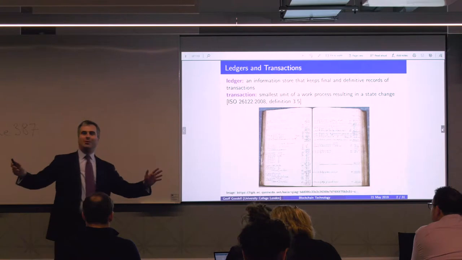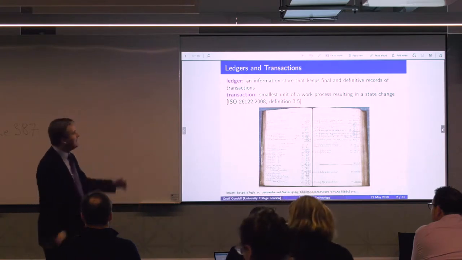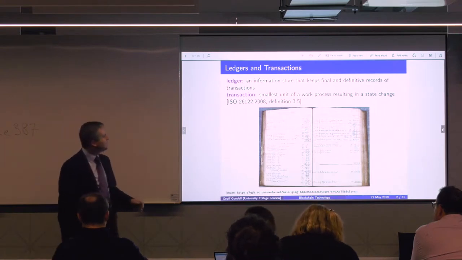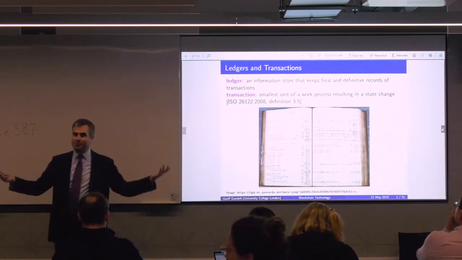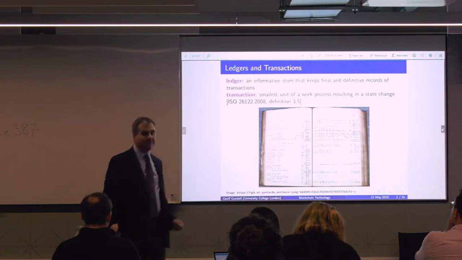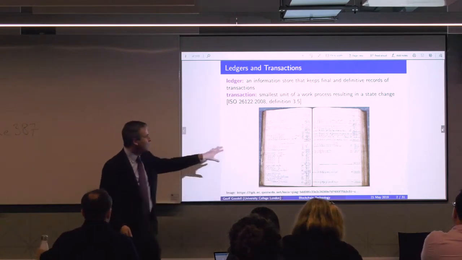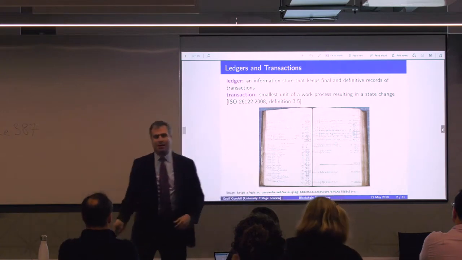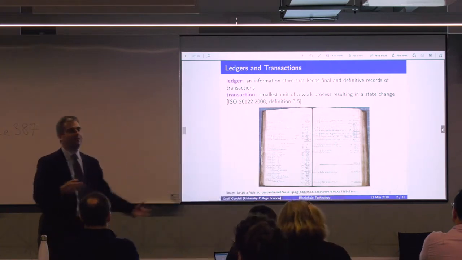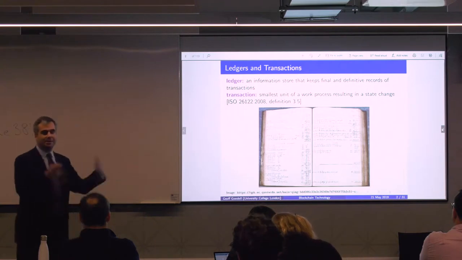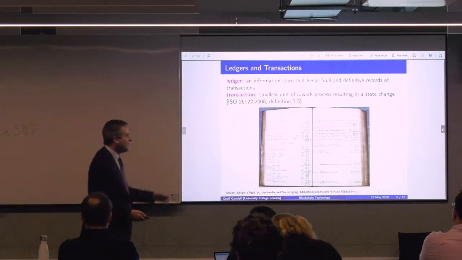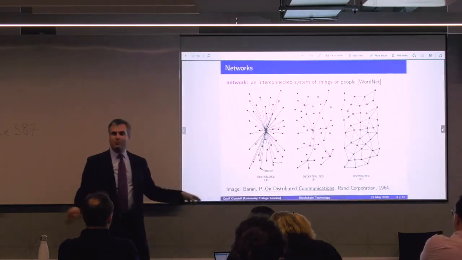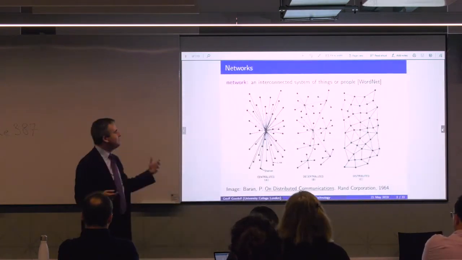OK, so we all know what a ledger is. A ledger is an information store that keeps final and definitive records of transactions. And transactions are the smallest unit of a work process that results in a state change. So we think of ledgers as really representing some notion of a world state of the different parties who are transacting within a system. And a distributed ledger is just a distributed way to represent this rather than having one central owner. Now, we can't really talk about distributed before we talk about networks.